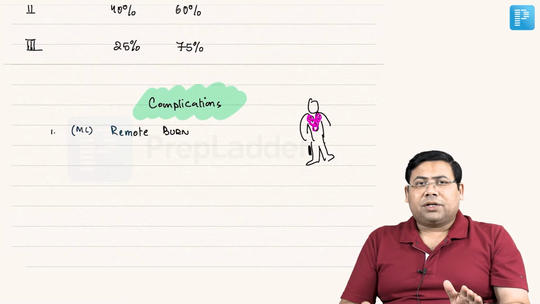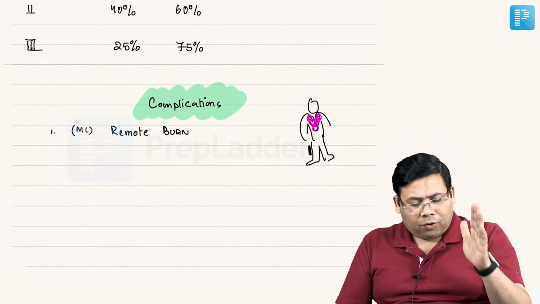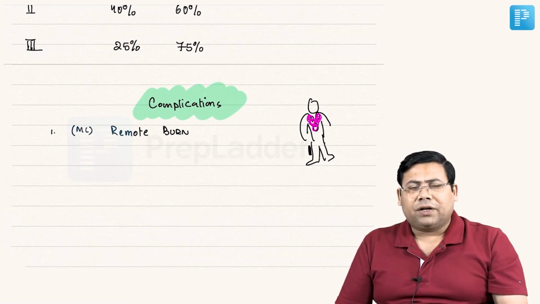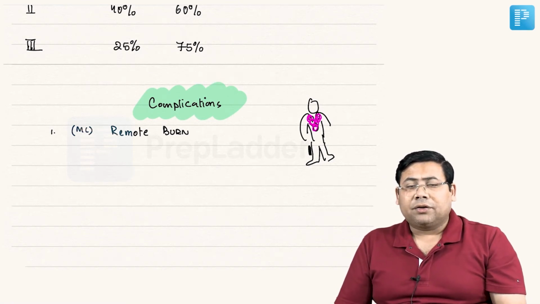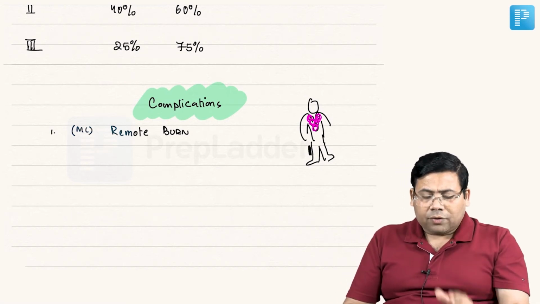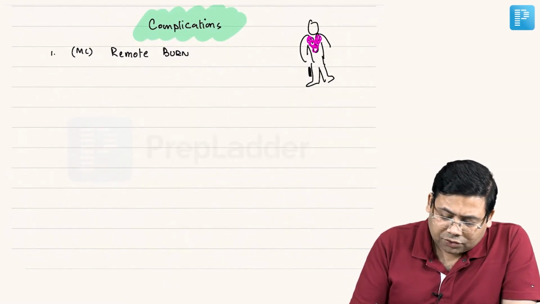Second, on the patient table, if the patient's body part is in touch with the metal surface, again it will be serving as a conductor of electricity, and again that will result in a remote burn. If you forget the patient plate, then also it will. So remote burn is a classical complication of this.